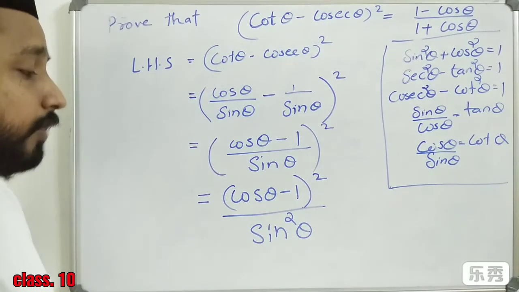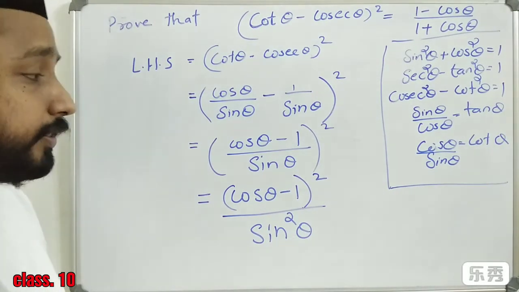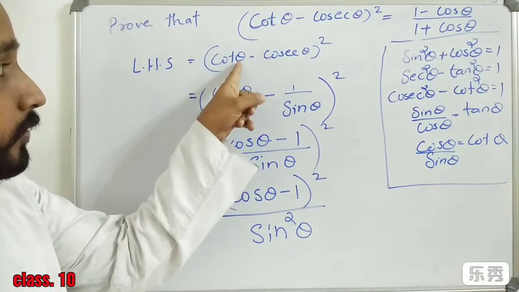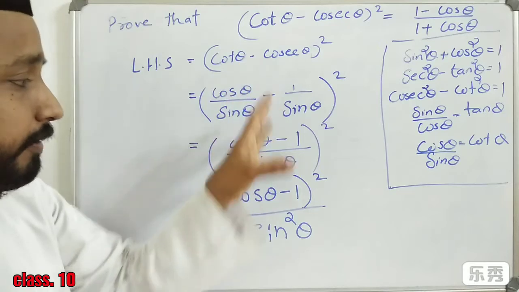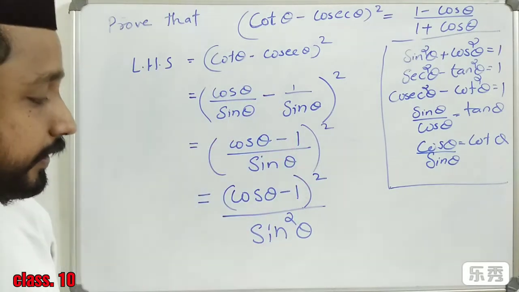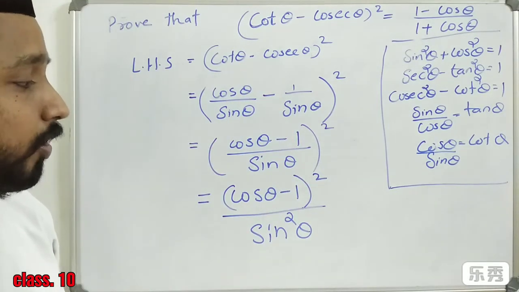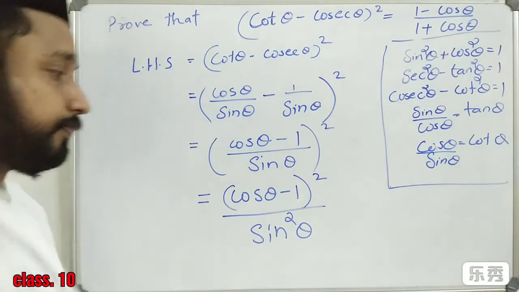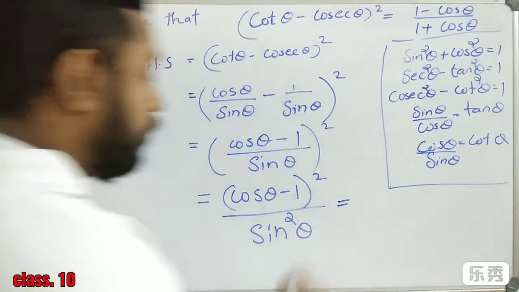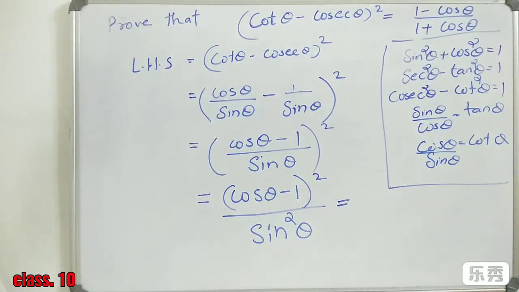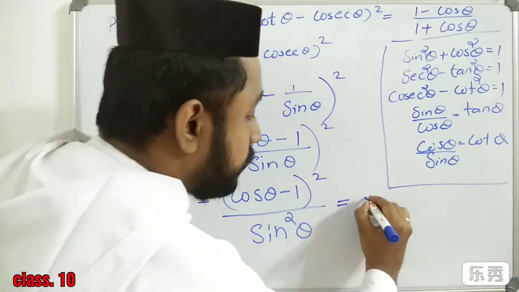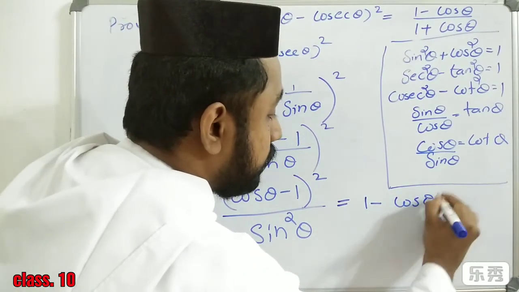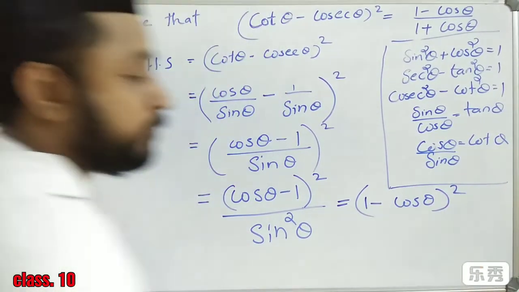Cos theta minus 1 by cos square sin square theta. So we changed this cos theta into cos theta by sin theta, cosec theta into 1 by sin theta, then simplification: cos theta minus 1 by sin theta, which is equal to cos theta minus 1 all square by sin square theta. Cos theta minus 1 we can change to 1 minus cos theta all square.